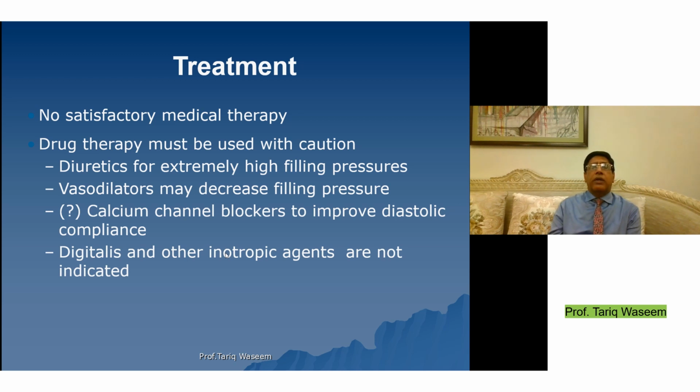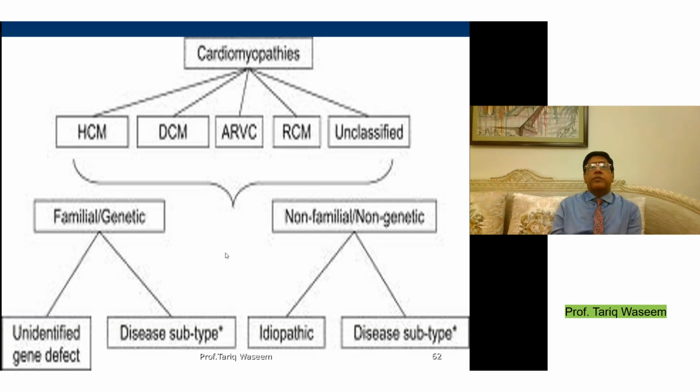Treatment: we don't have any satisfactory treatment for this condition. Supportive medication like diuretics may reduce some filling pressure and can bring improvement. Vasodilators may reduce preload. Beta blockers can also improve some diastolic compliance of the ventricle. Digoxin and other inotropic agents would not be of much benefit.